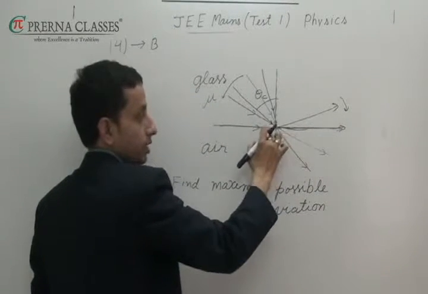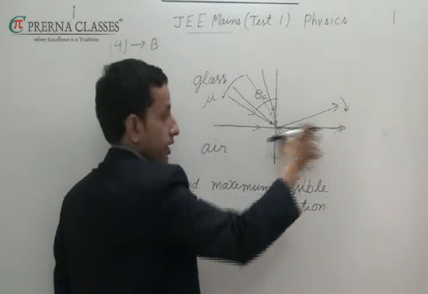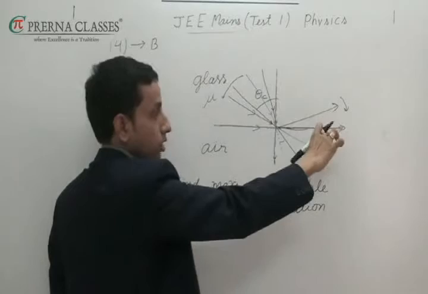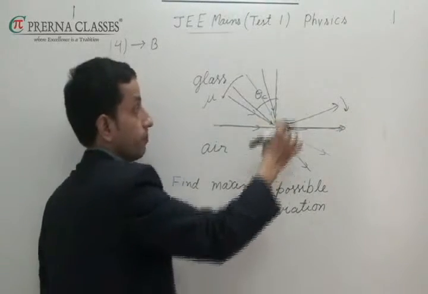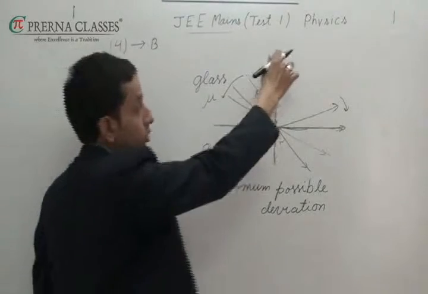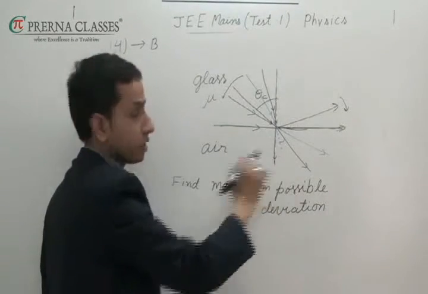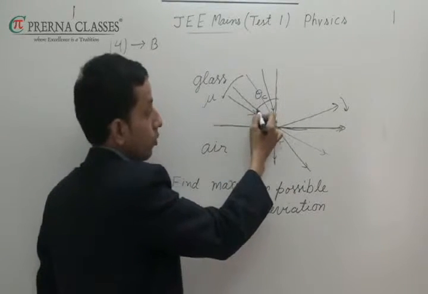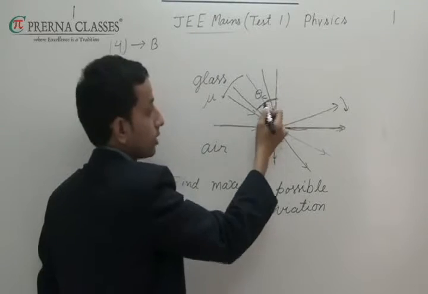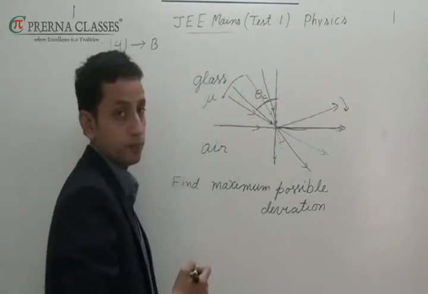So finally we can see the incident ray and reflected ray are parallel to the surface, and they will have the angle of deviation 0. Initially also when it was falling perpendicular to the surface, it had an angle of deviation 0, and the maximum deviation is in the case when we have the angle of incidence equal to the critical angle.